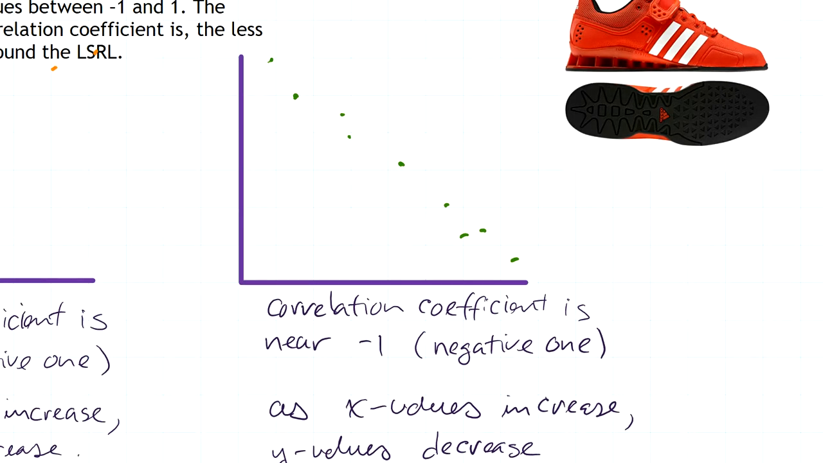This other graph, right, correlation coefficient is near -1. As x values increase, the y values are decreasing. And you can see that it's very, very close to a straight line that fits the data.